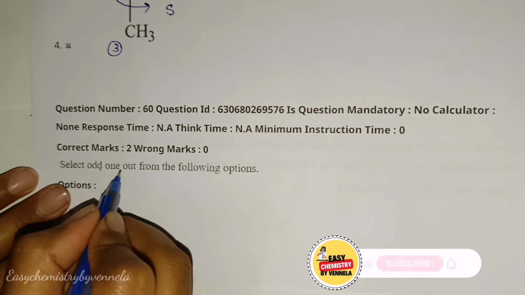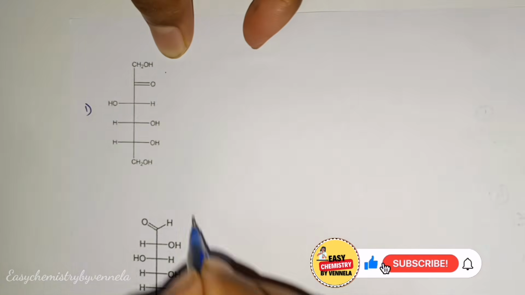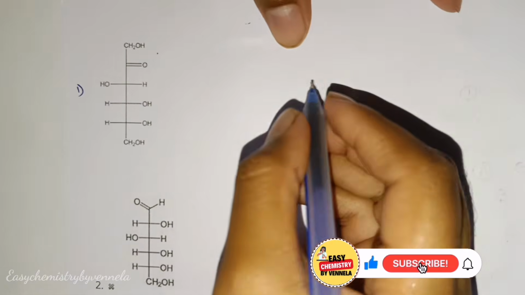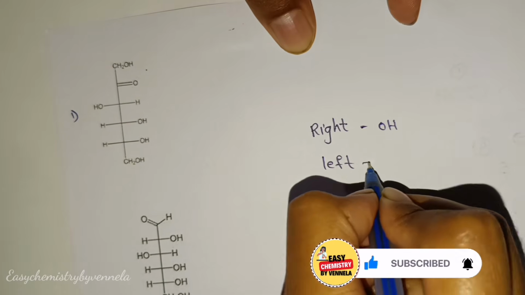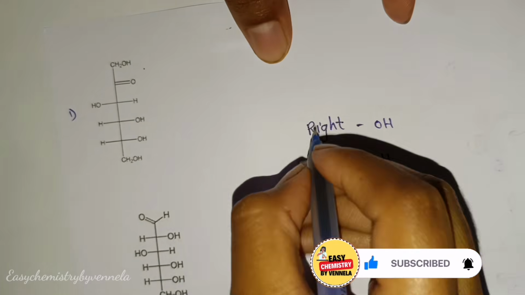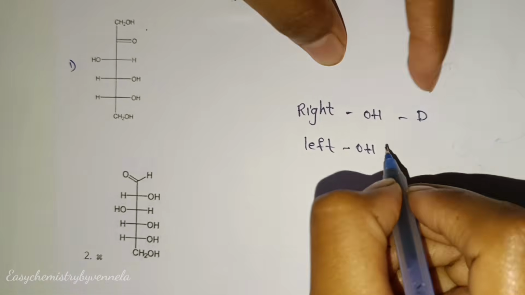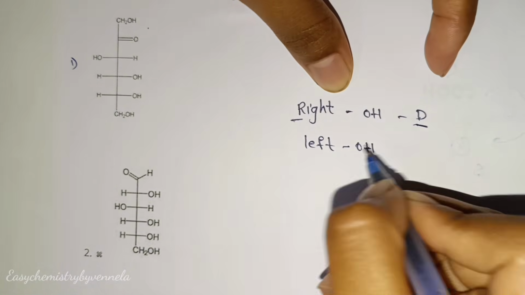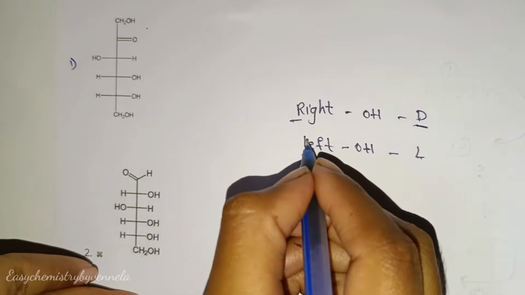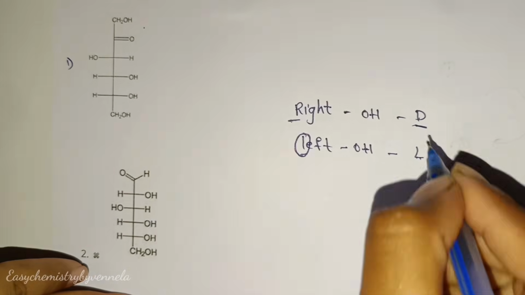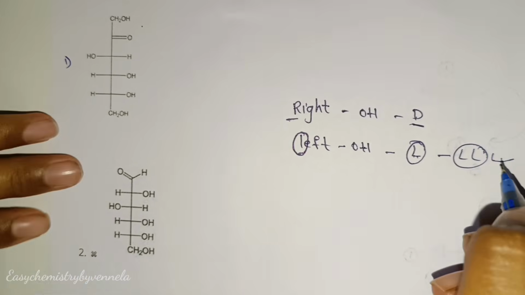Next question, select the odd one from the following options. See, check the 4 options. I am giving one simple trick. Write right OH and left OH. If right OH is present, it is D configuration. So if it is right, D. If left, L configuration. See, left is L, starting letter, and it is L. Both L. You can simply remember like this.